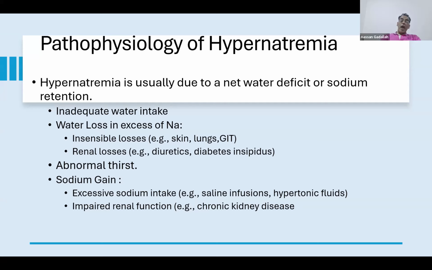Maybe this subject is having abnormal thirst, so the mechanism for thirst is abnormal, and we are going to mention the causes of abnormal thirst later on. In very few cases, it's related to sodium gain, a high load of sodium gain. But again, we have to remember that most of the cases of hypernatremia are related to net water deficit. Sodium gain, in most of the cases, is usually iatrogenic.